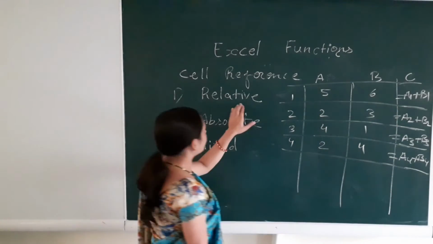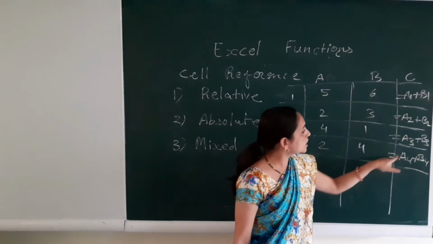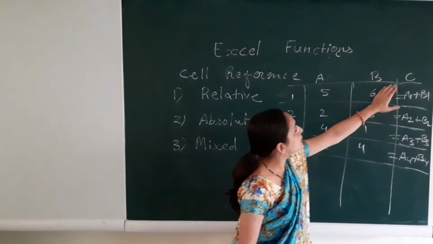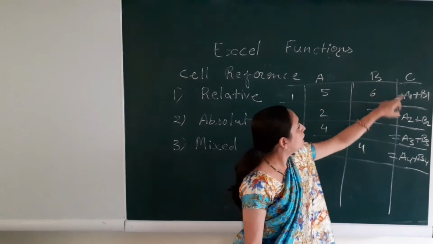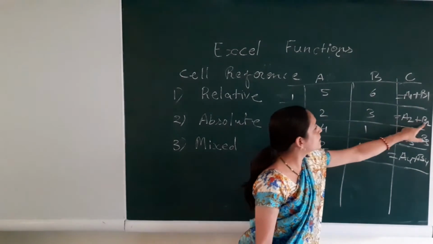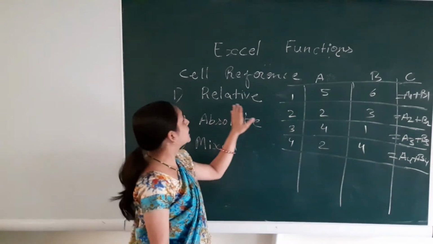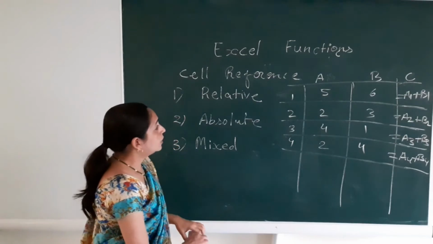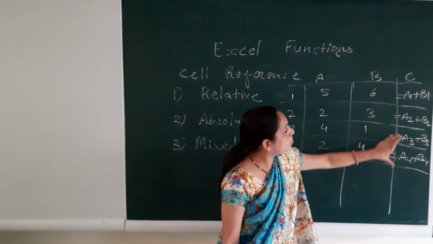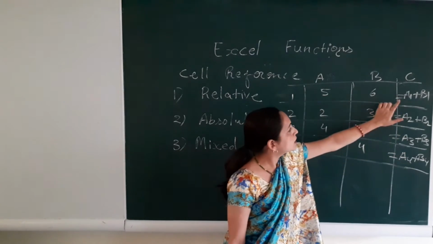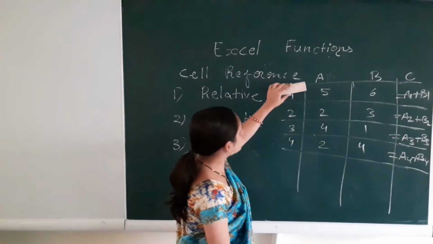So relative cell reference means the cell reference will change according to the changing of the cell. See, here in C1 our formula is A1 plus B1. In C2, A2 plus B2. After copying, you can see the difference. So this is the use of relative cell reference, where you want to change the formula according to the cell where it is changing. Okay, so this is relative cell reference.